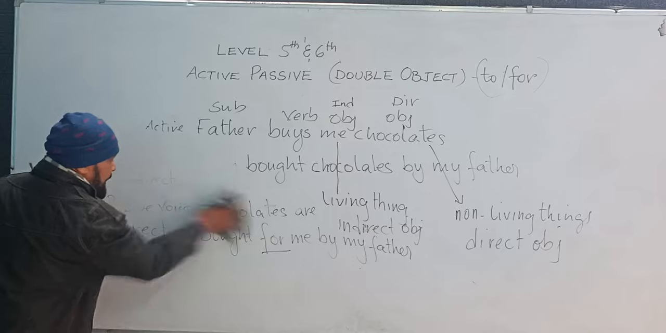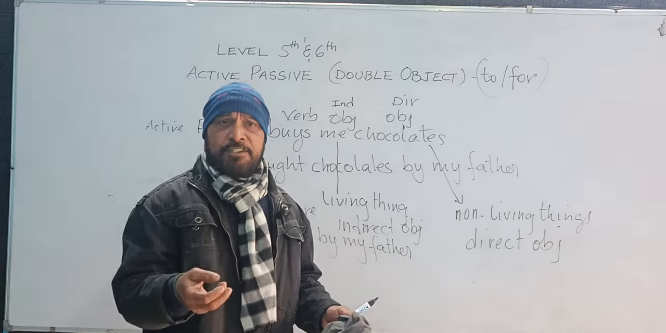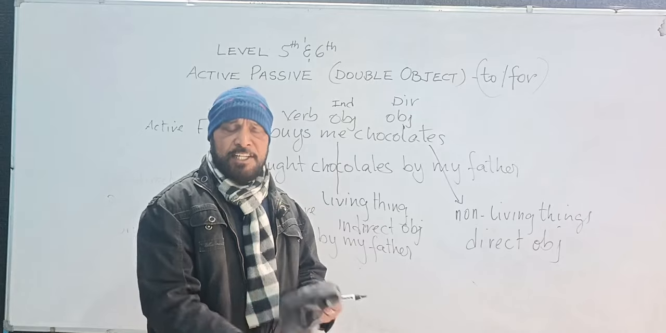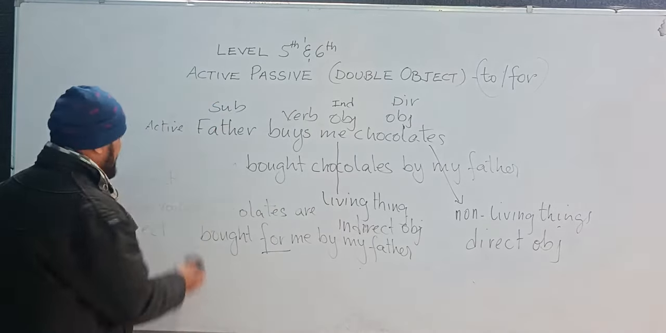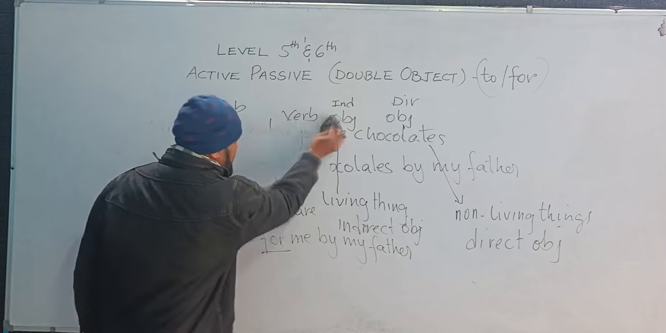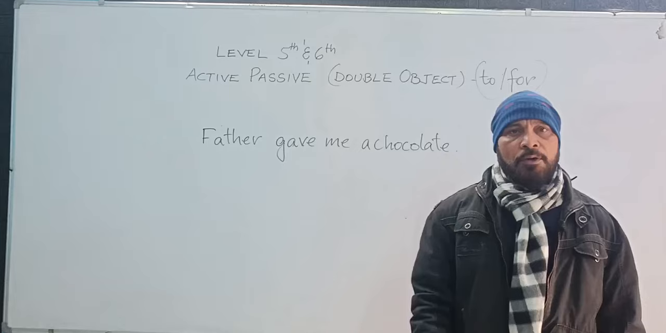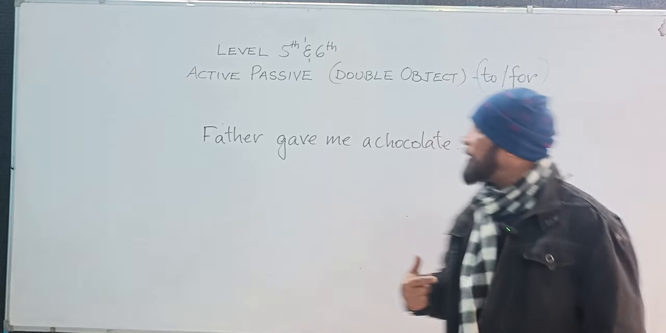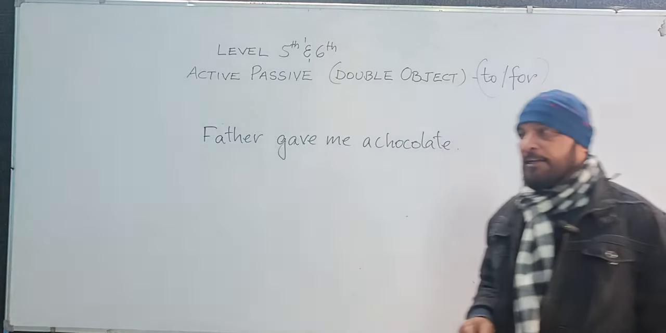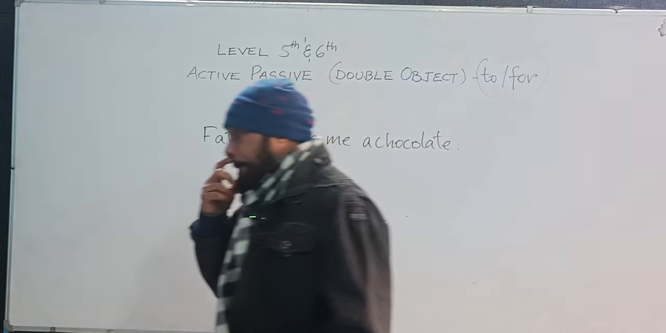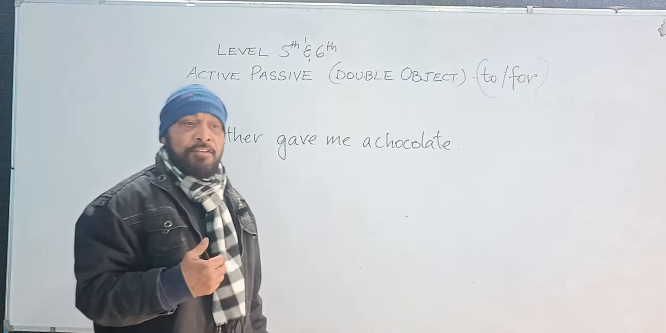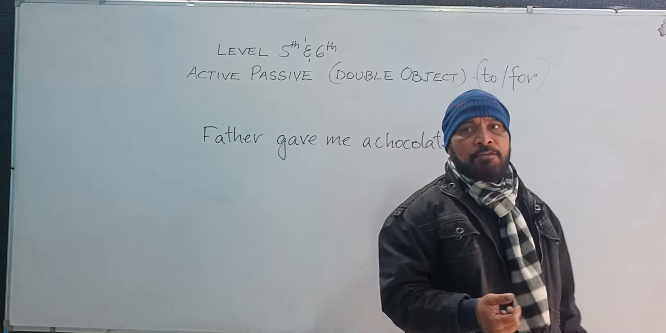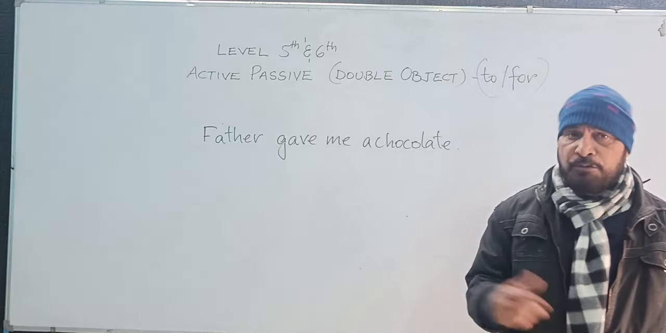This is actually for the students whom I teach, the pupils whom I teach. But if you feel that it could help other students at your level, the 5th and 6th level, you can share this video. Okay, so now let us go back to the first sentence where we used the preposition for. Father buys me chocolates. Chocolates were bought for me by father. So we use the word for.